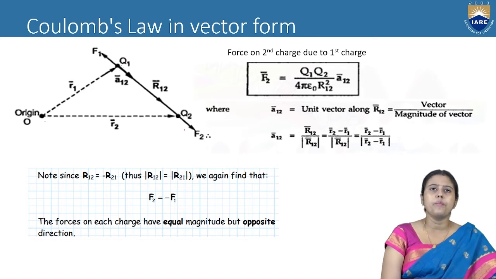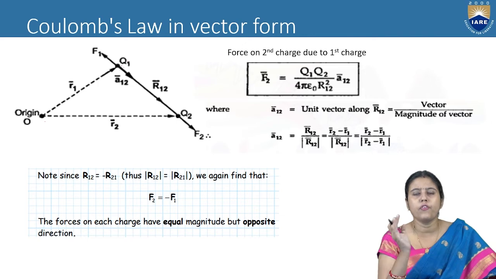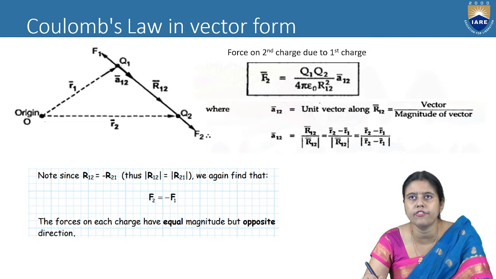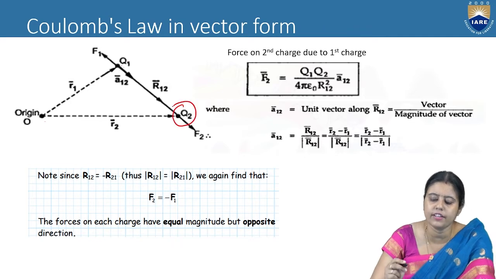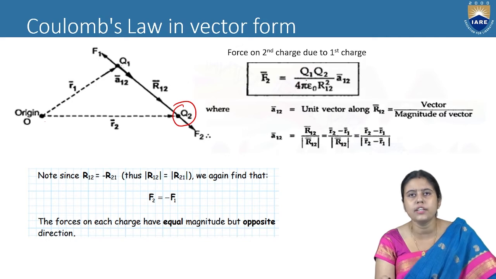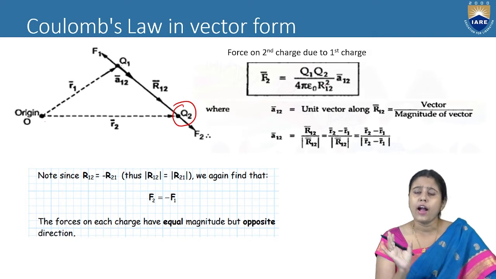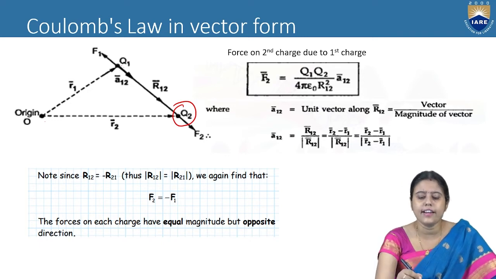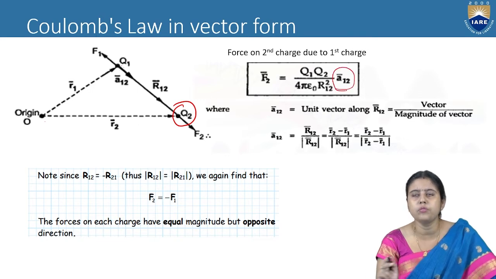And what is the meaning of A12? The force on 1 due to charge 2. So when we write the equation, what is the force on the second charge due to the first charge? We are calculating the force F2. F2 is equal to Q1 Q2 by 4 pi epsilon R12 square. This is according to Coulomb's scalar equation. Now, what is the direction? The direction is along the joining line.